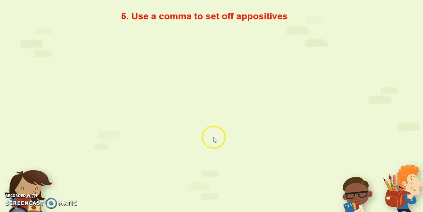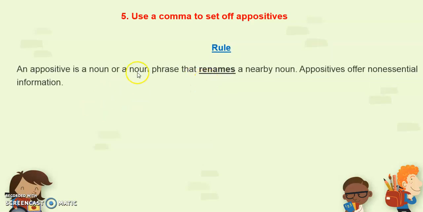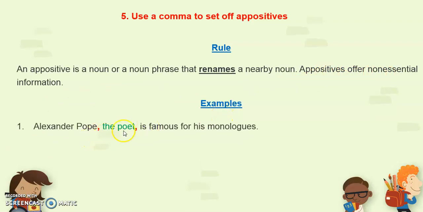Rule number 5. Use a comma to set off appositives. Appositives are the same as non-restrictive, but they are a noun or a noun phrase that renames a nearby noun. So a noun and it gives it another name. It clarifies it more. Also, appositives offer non-essential information. The example will make it more clear. Alexander Pope, the poet, is famous for his dialogues, or monologues. So, Alexander Pope, the poet, is famous for his monologues.